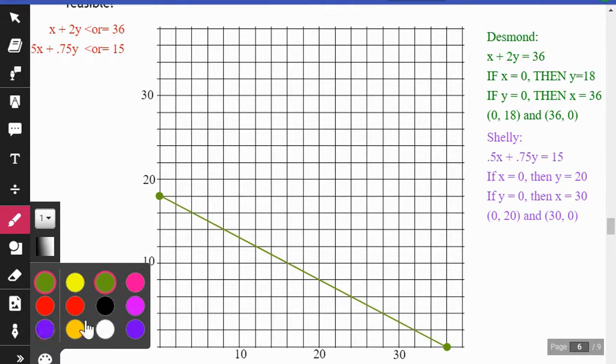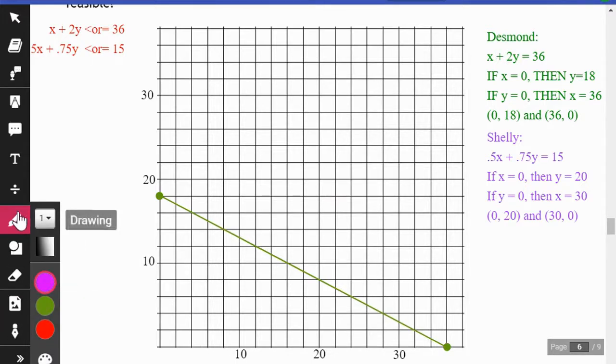And lastly, I go to purple again, and I do the same thing with our friend Shelly. Shelly, point (0, 20) right here. There. And (30, 0). There. All right. There's their graph. Notice they cross about here or here. I'm not sure where. This one crosses there. This one crosses there. That's fine.